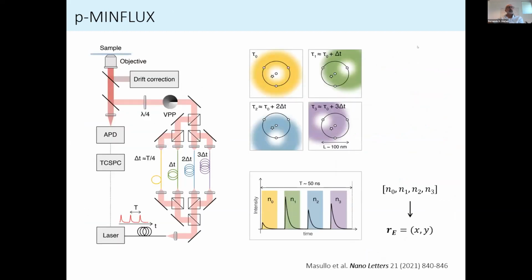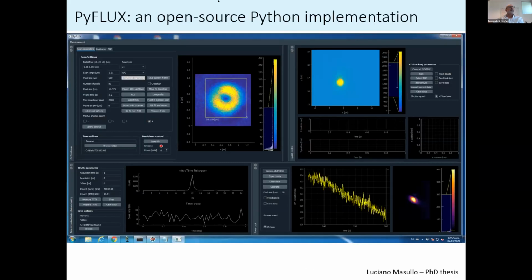More recently, we showed a new implementation of MinFlux that is called pulsed MinFlux, or p-MinFlux, and it uses pulsed interleaved excitation to do the same localization scheme, but in this case, we do it very, very fast. We do it at the repetition rate of the laser, at megahertz. So this is the fastest way of doing MinFlux, and at the same time, it gives you access to lifetime information. So I will show you an example next.